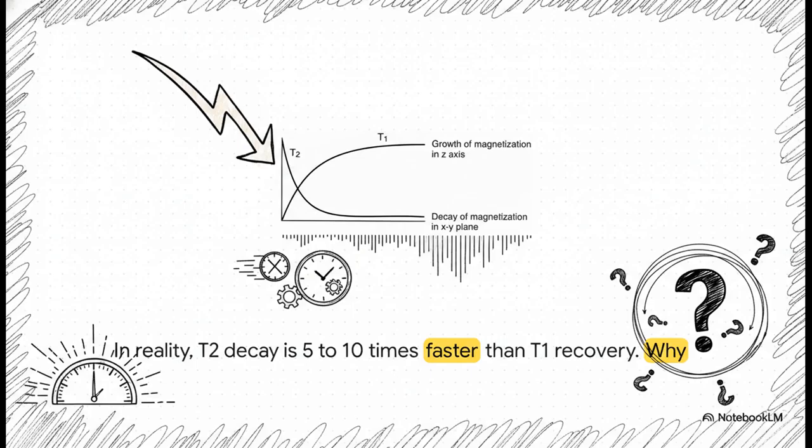In biological tissues, T2 decay is the hare and T1 recovery is the tortoise. And the hare is like on rocket fuel. It's often 5 to 10 times faster. The transverse signal is just gone in a flash, vanishing long before the longitudinal signal has even gotten back on its feet. And that brings us to the big question. Why? What is it that makes T2 decay so ridiculously fast?